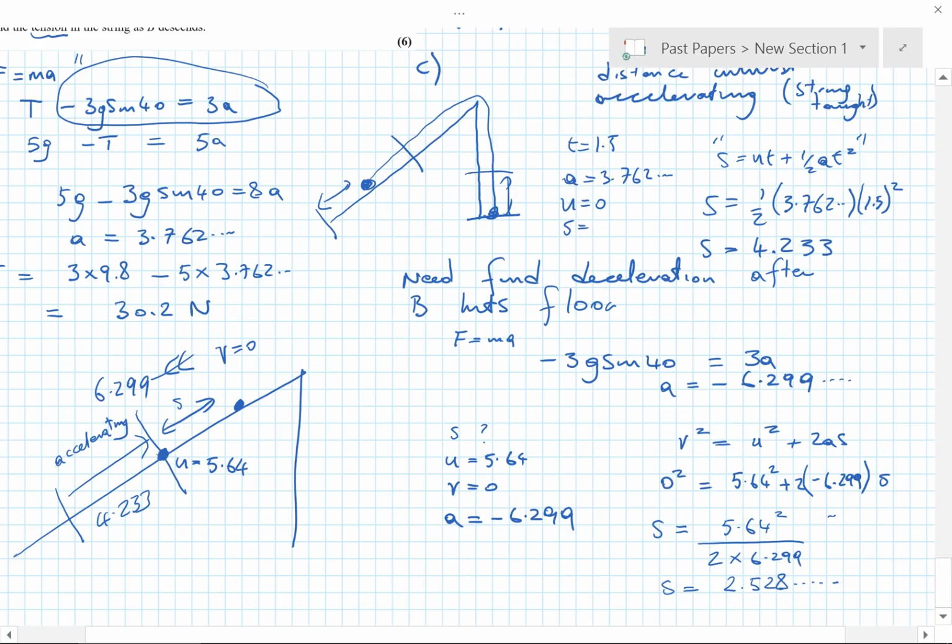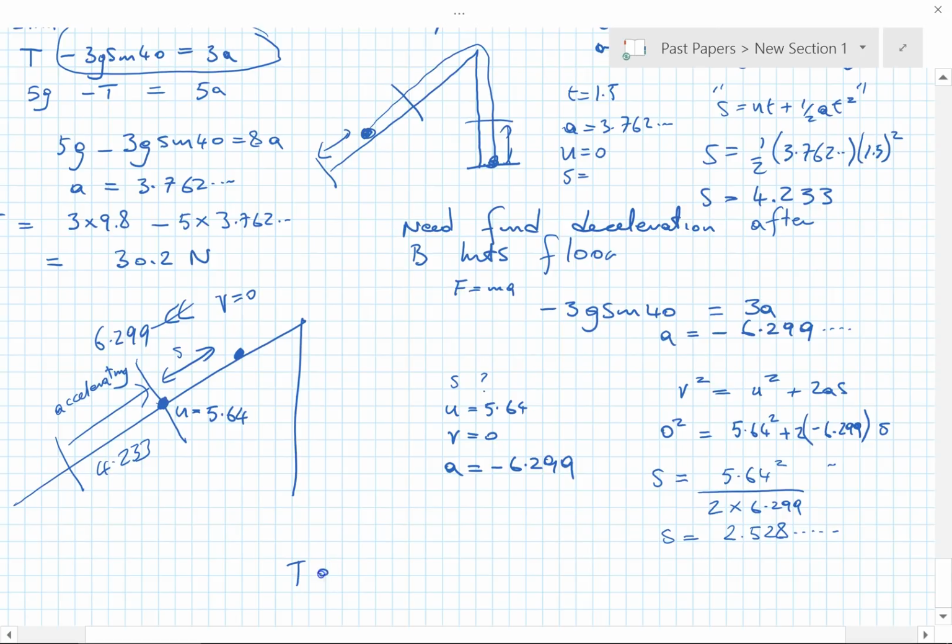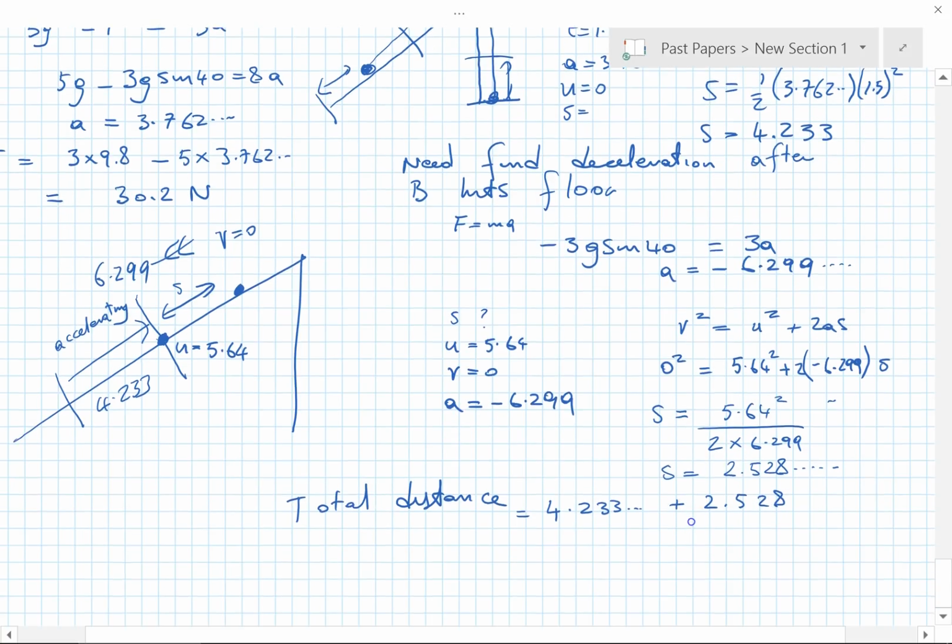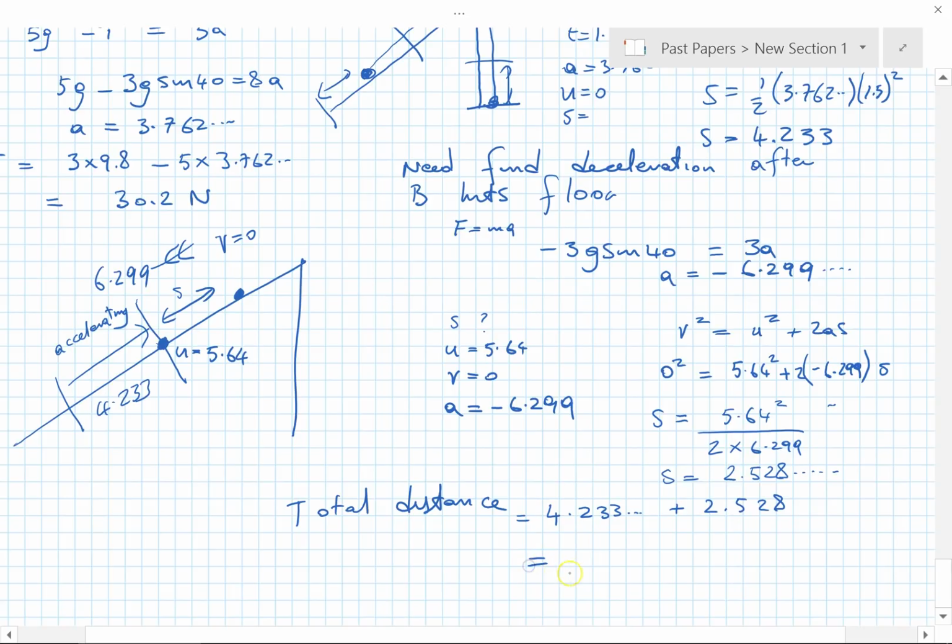Again, I've stored that. So the total distance is these two numbers added together. So that's the 4.233 plus the 2.528, and to three significant figures, when we work that out, that comes to 6.76 meters. Okay, so that's it.